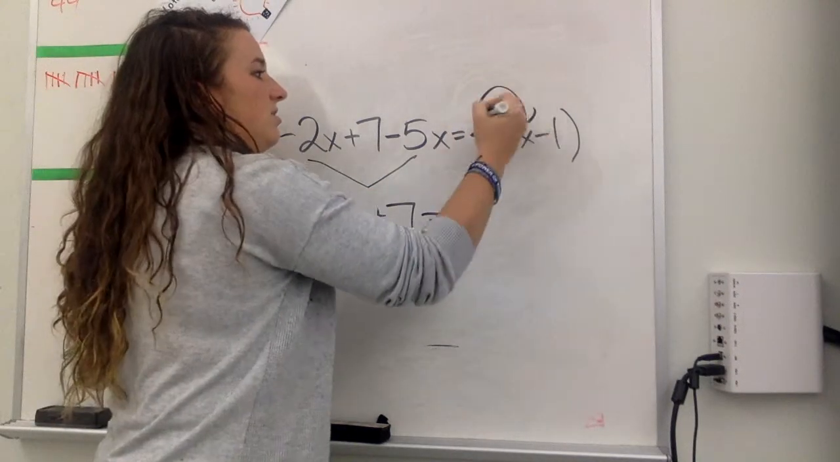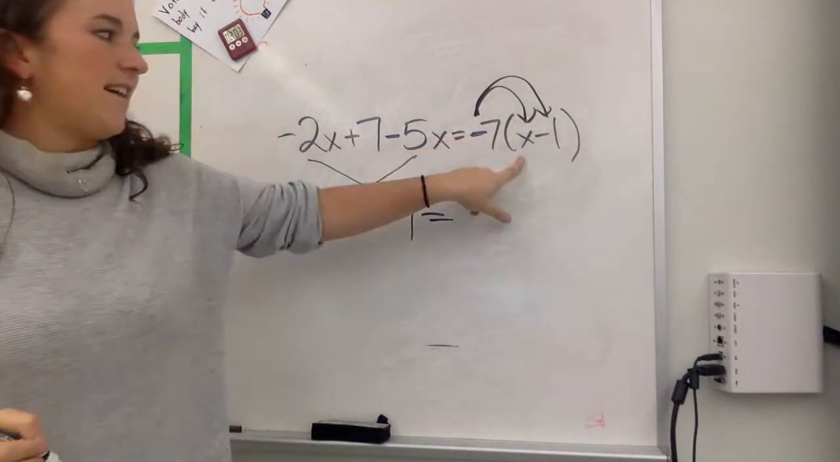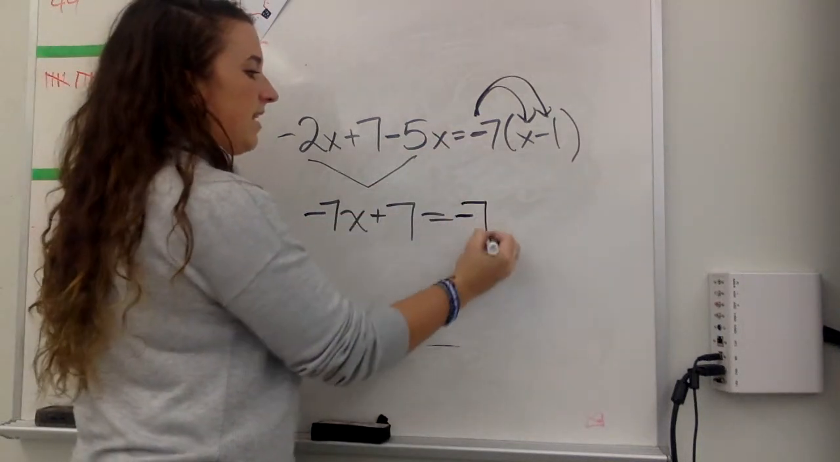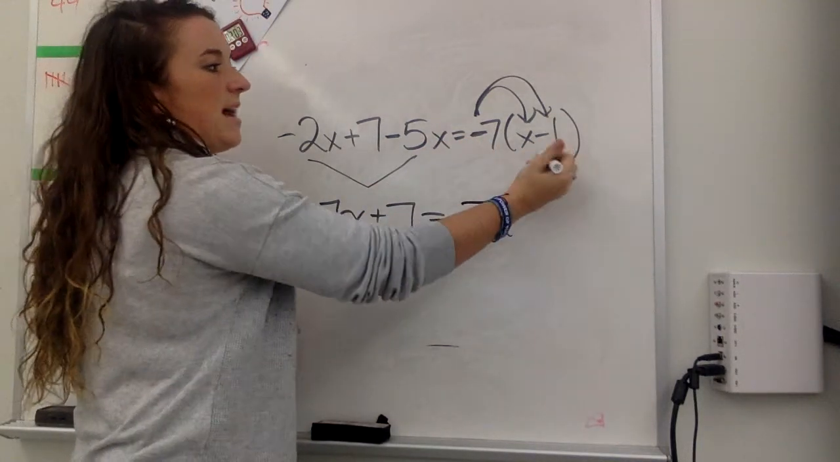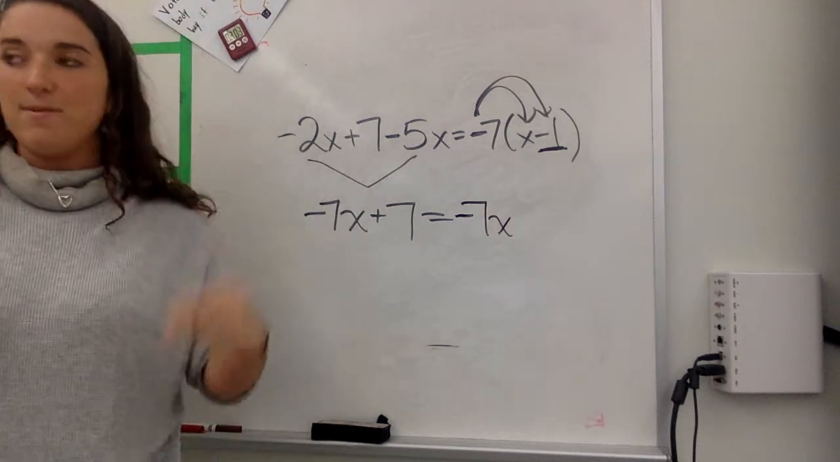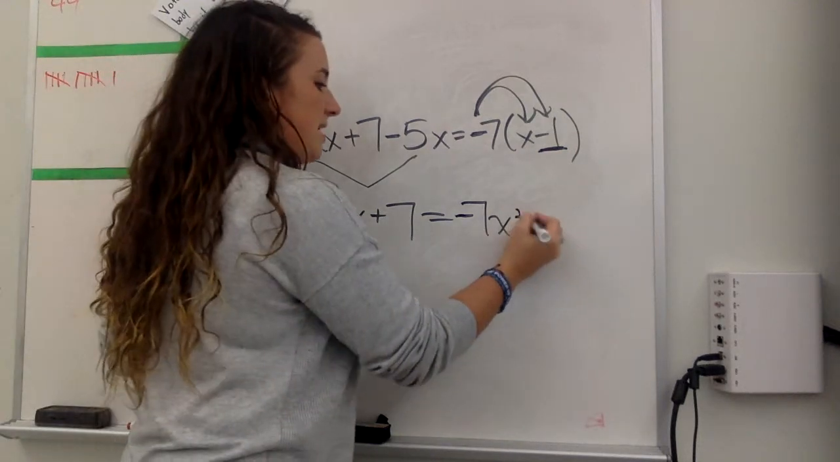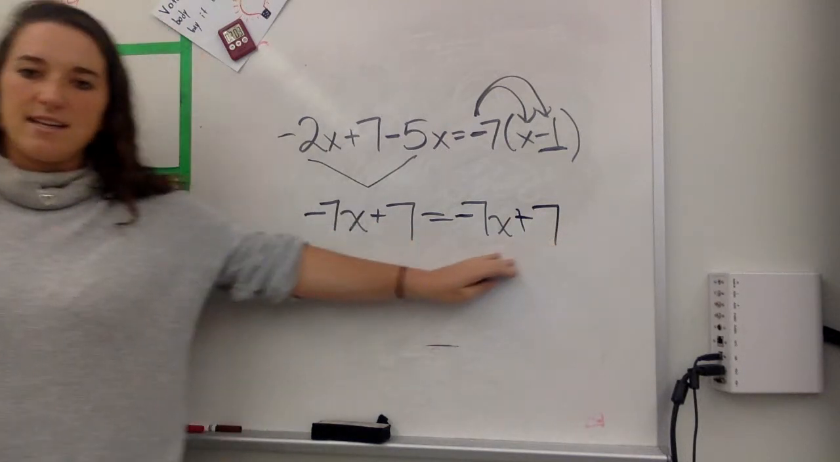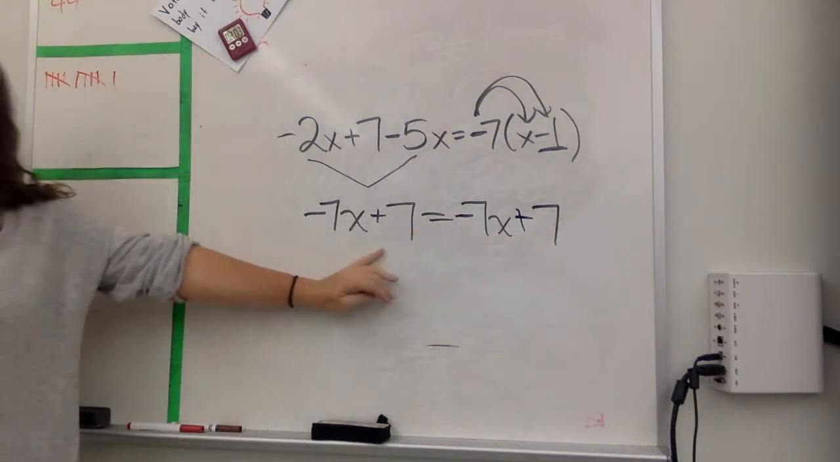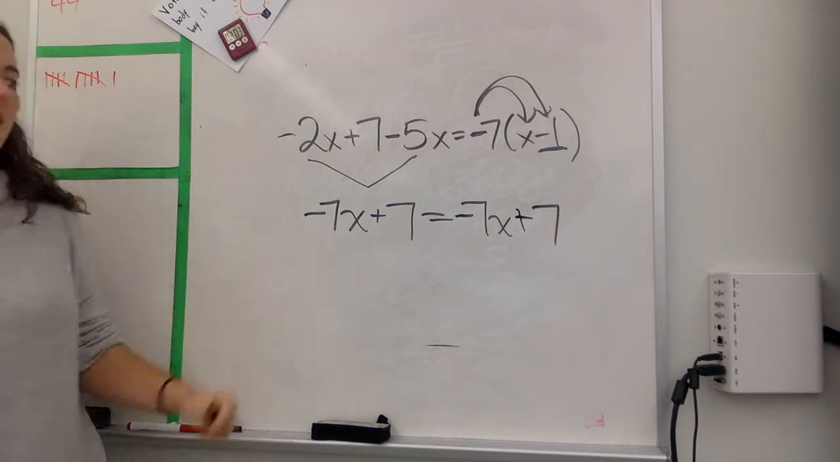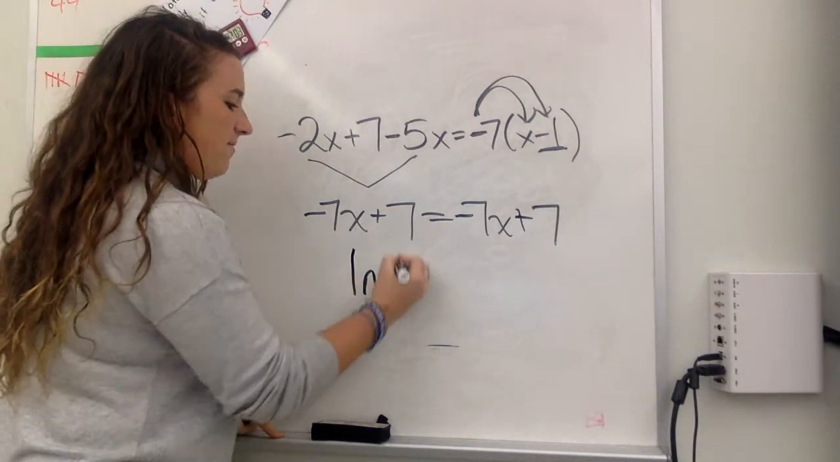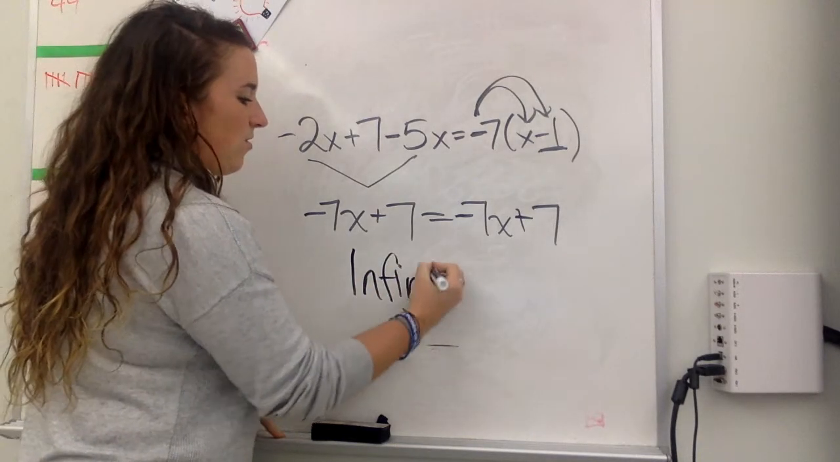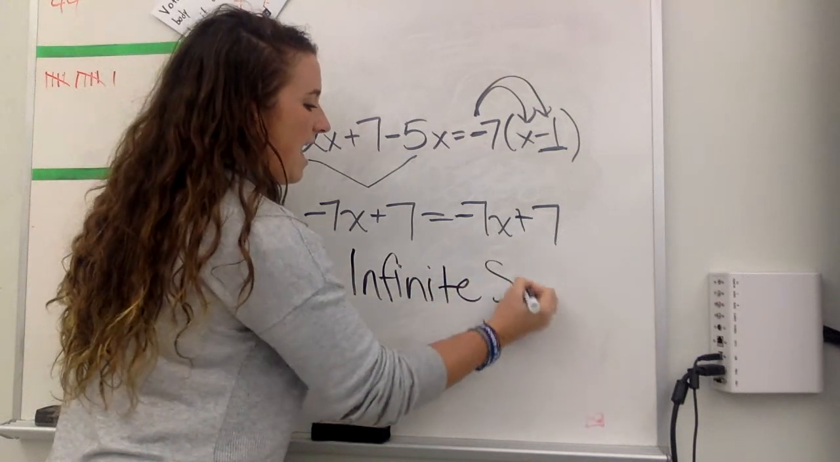And then on the other side, what can I do to simplify this? I can distribute. -7 times x is -7x. -7 times -1, we're distributing that negative, is plus 7. I have the exact same thing on both sides of the equation. What does this mean? This means that the answer is infinite solutions, or x equals any number.